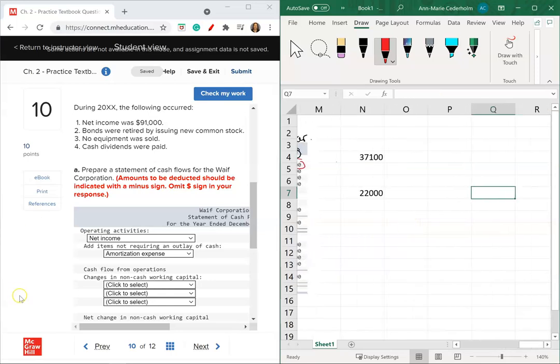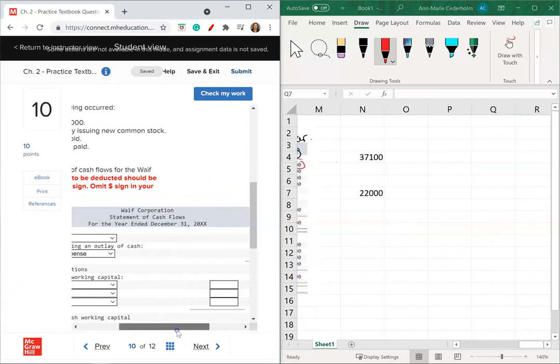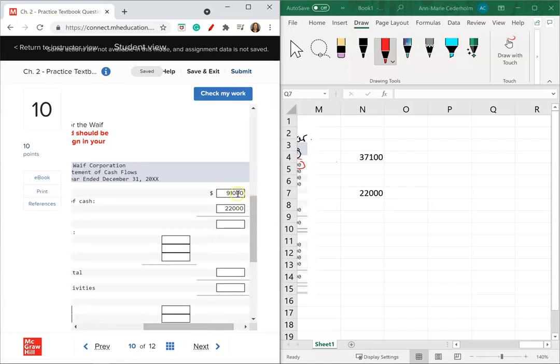Okay, now what I'm just going to do is add this, so the 91,000 plus the 22,000 equals 113,000. So I'm just going to put that total there. So those are our adjustments to our net income. So now it's almost like our cash income, even though that's not a real term.